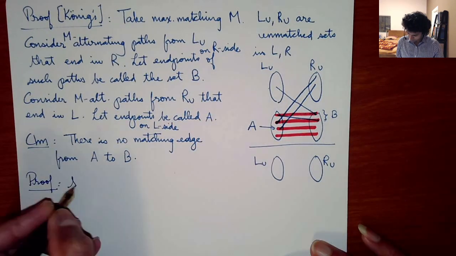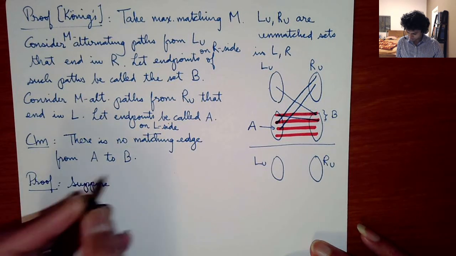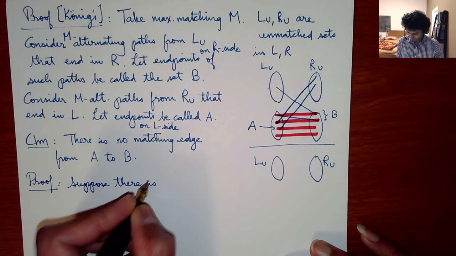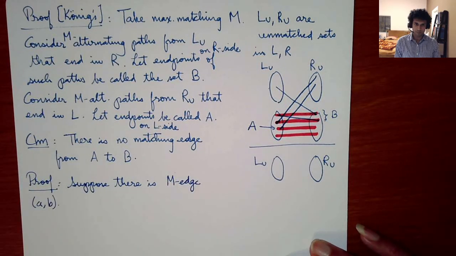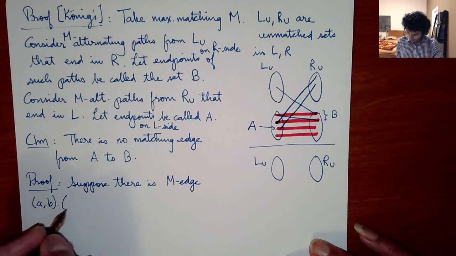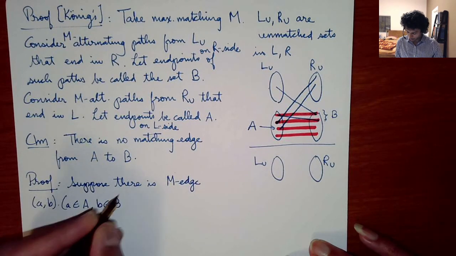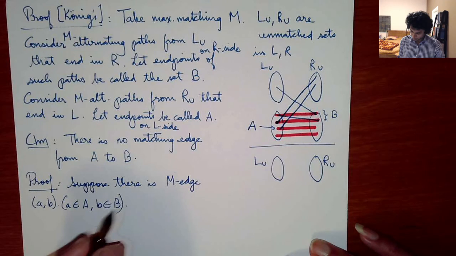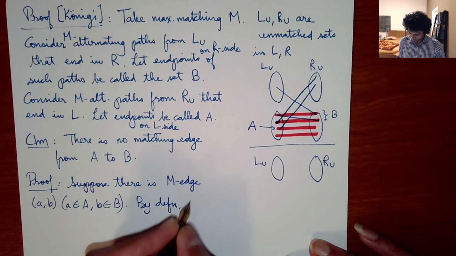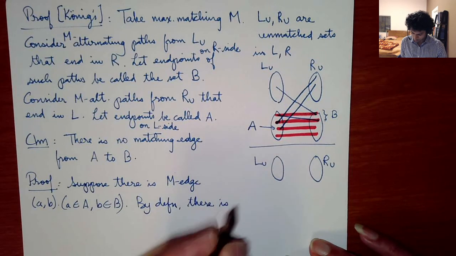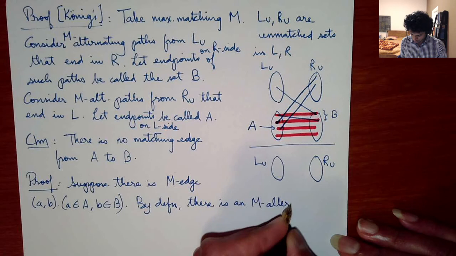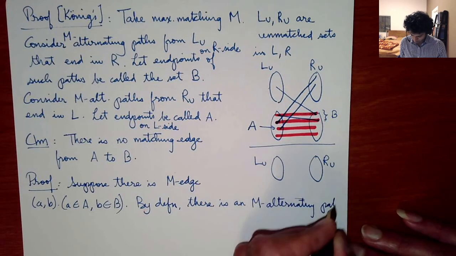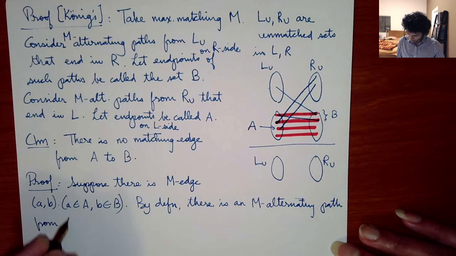So suppose there is an M edge (a, b), where a is in capital A, and b is in capital B. By definition, there is an M alternating path from LU to b.